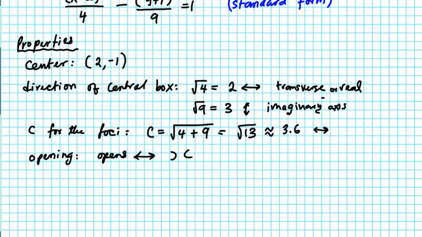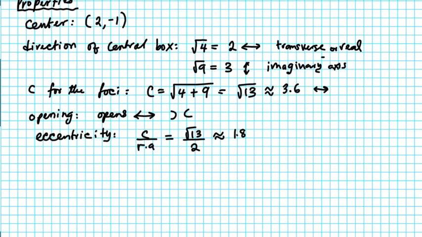Now eccentricity. For the ellipse, we had c over the major, right? But in this case, the major is like the real axis, so it's going to be c over the real axis. So c is root 13. The real axis is 2, so it's root 13 over 2, and that's approximately 1.8. All right, so there goes the eccentricity. Now let's go ahead and generate our graph.